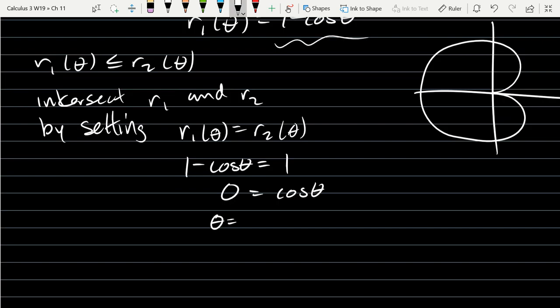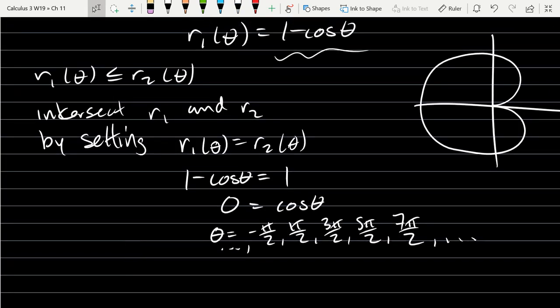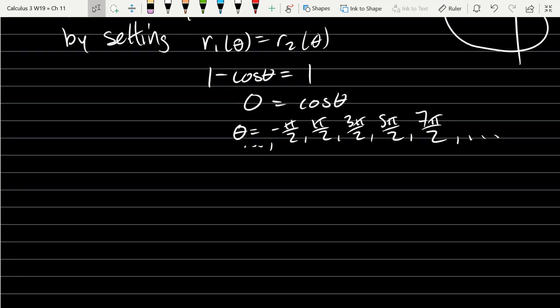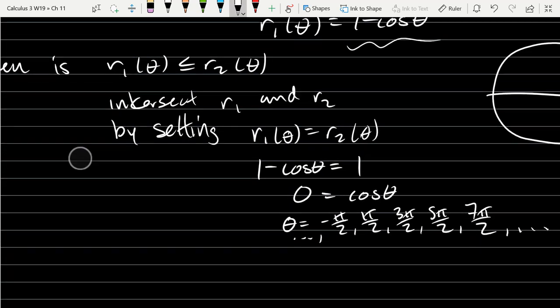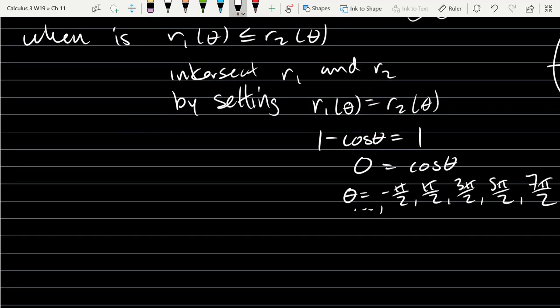That means theta is negative pi over 2, pi over 2, 3 pi over 2, 5 pi over 2, 7 pi over 2, etc. I also could have gone more negative, so I can go either way. I need to pick two adjacent theta values where my inequality goes the correct way. There are two adjacent theta values where my inequality would be reversed, and I don't want that. I want to be inside the circle and outside the cardioid. So I'm going to rewrite R1 of theta as 1 minus cos theta less than 1.